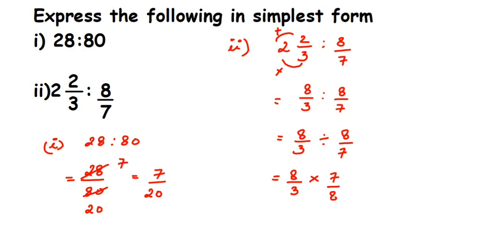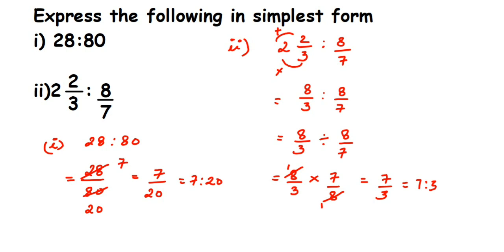8 will get cancelled, and nothing else we can cancel here. So this will be equal to 7 by 3. We cannot cancel 7 by 3 further. So the ratio will be 7 is to 3. And the first question, it will be 7 is to 20. That's it. So this is another type of question which can come for exam, where you have to simplify it further. Now the next question.